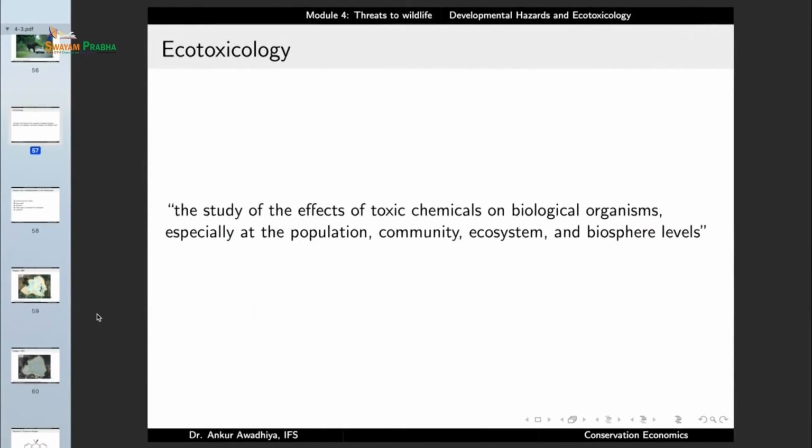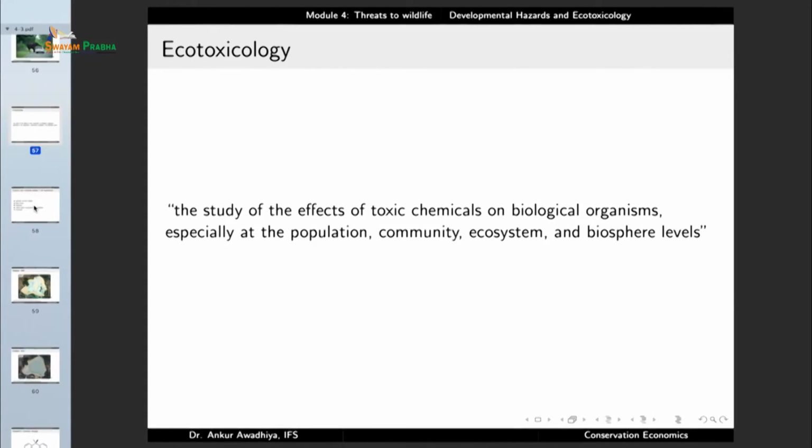Next, we will have a look at ecotoxicology, which is the study of the effects of toxic chemicals on biological organisms, especially at the population, community, ecosystem, and biosphere levels. Now, why do we need to study ecotoxicology? This is important because we are releasing a huge quantity of toxic substances into the environment, and they are having an impact on different organisms at the individual level, sometimes at the population level, and sometimes at even higher levels.